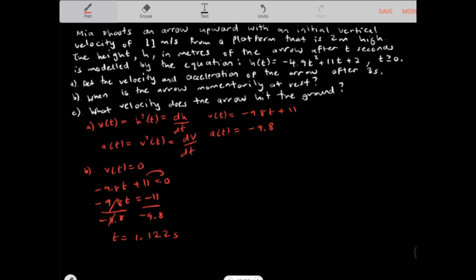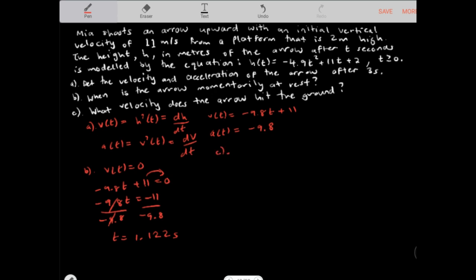Now, objects usually become momentarily at rest when the object reaches its maximum height, right? When any projectile reaches a maximum height, the object will be at a standstill at that instant in time. So it's a great way to calculate the maximum height of the projectile: if I plug this t value into your function h(t), you can calculate the maximum height of this arrow. We don't have to do this in this question, but that's good information to remember for future reference.